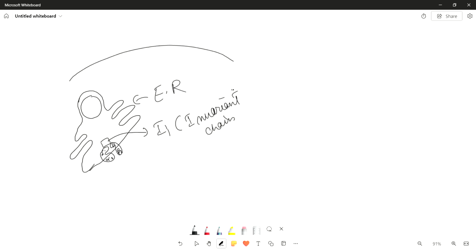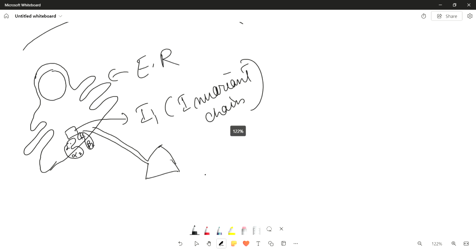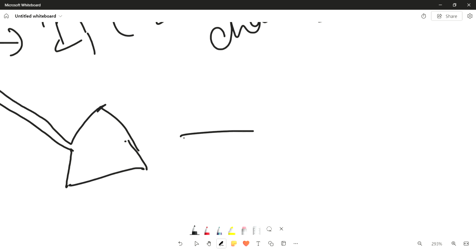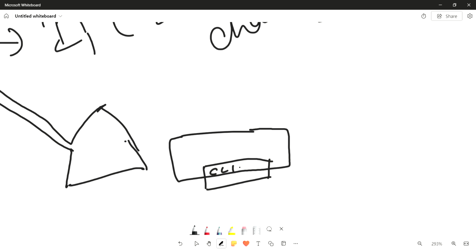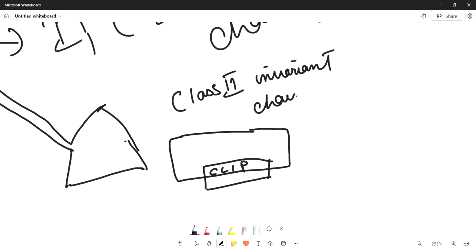The invariant chain, specifically this protein, if we zoom into it, has a region within it called CLIP. What is CLIP? CLIP stands for Class-II invariant chain peptide.